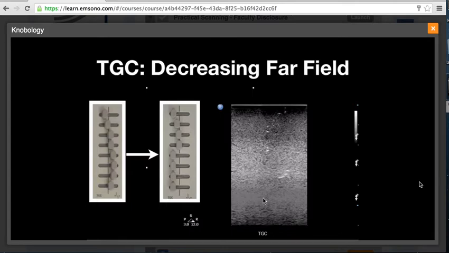Now there may be times that you want to do this. If the sound is passing through an anechoic structure such as a urinary bladder, it's not going to be weakened, and the areas in the far field may appear particularly bright, and therefore you may need to decrease those selectively. But here you can see that this is an excessive decrease in the far field, and you're taking away the ability to discern key structures within the far field.